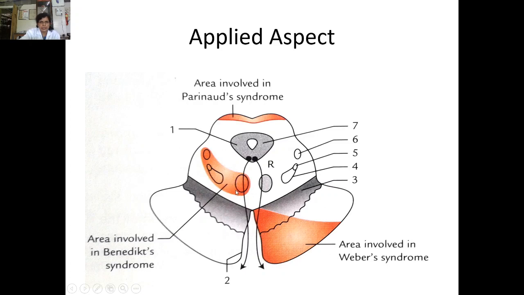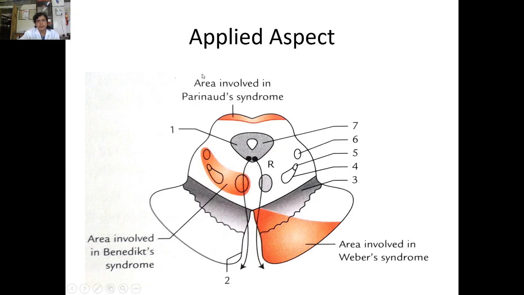Damage to the red nucleus and superior cerebellar peduncle fibers causes various involuntary movements. Damage to the medial lemniscus leads to loss of proprioceptive sensations and loss of vibration sensation on the contralateral side, and when the spinal lemniscus is involved, there is loss of pain, touch and temperature on the contralateral side. So this is Benedikt syndrome.